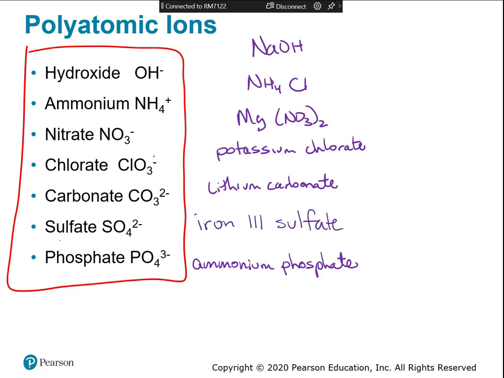A carbon with 3 oxygens. The sulfate is the sulfur with 4 oxygens, and it has a -2 charge. And then the one with the biggest charge is the phosphate. So phosphate is PO4, and it has a -3 charge. Okay, so we can just practice these that are listed here. So if you see NaOH, how would you name it? Use the whole name of the metal, but now you just use the name of the polyatomic. So it is sodium hydroxide.